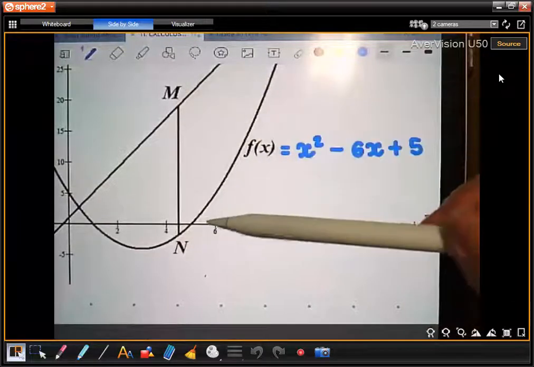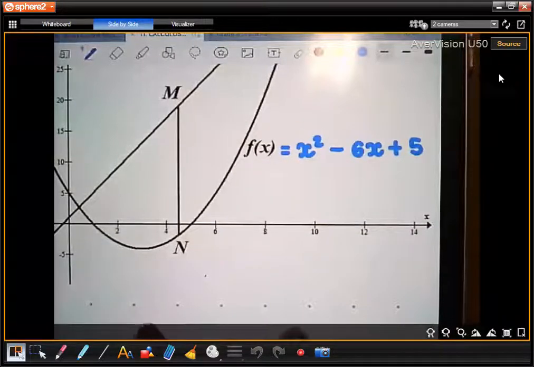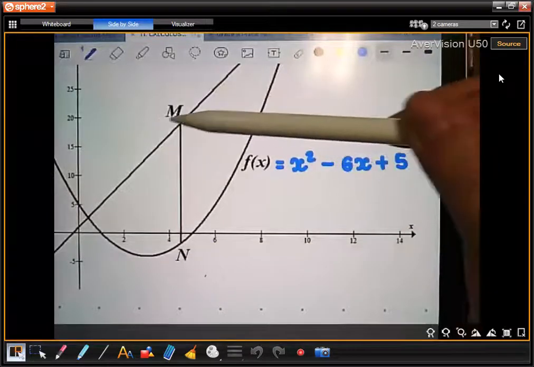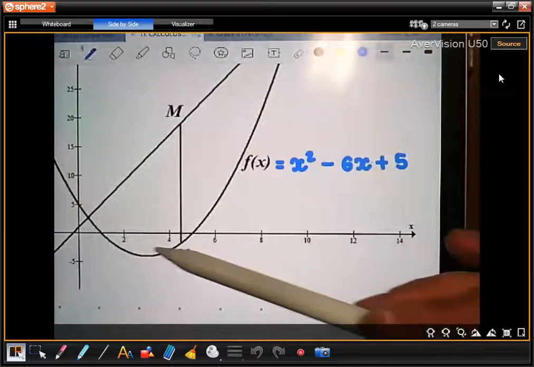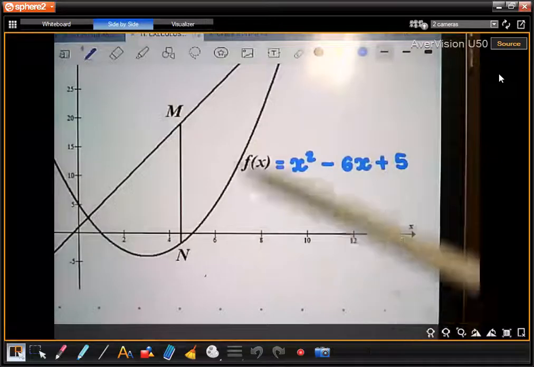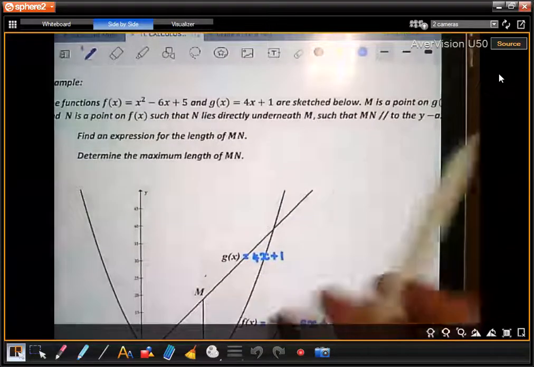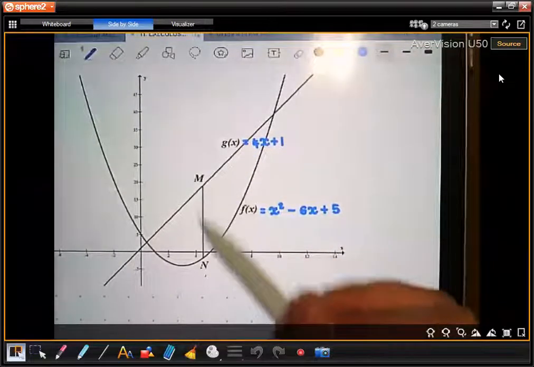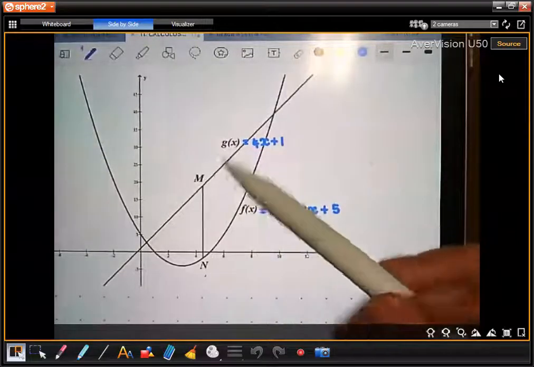So these 2 points, if they lie directly underneath each other, they do have the same x value. They will obviously have different y values, right? Point M, it looks like, has quite a big y value there, and then point N has a negative y value. All right. Now, guys, they're also saying that MN, I think, is parallel to the y-axis. That's just another way of clarifying that these 2 points have the same x value. All right. Now, guys, they're asking us for an expression for the length of MN.